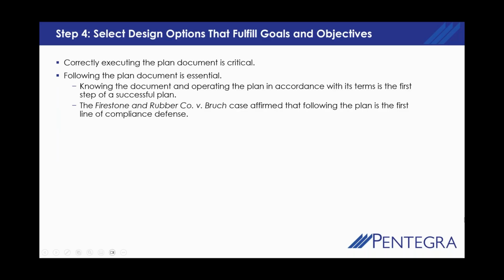So once we've figured out the type of plan, right? It's not just the features in the plan, but what type of plan are we going to do here? It's not always a 401k. Maybe it is a 401k and a cash balance plan. We don't know, so in the design process, we have to narrow it down as to what type of plan is best for this employer. And then within that type, what are the best features to have?